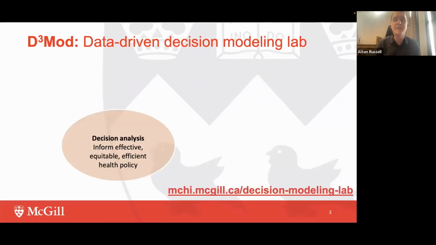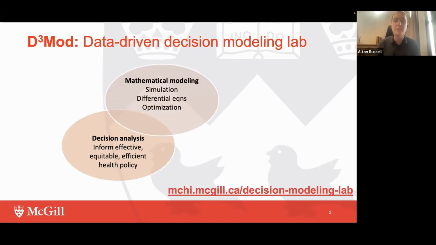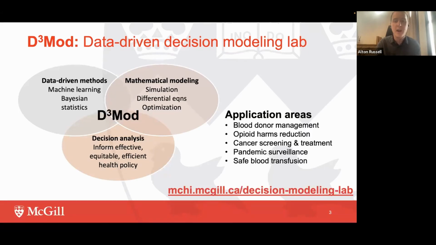My research group at McGill, I've called the Data-Driven Decision Modeling Lab, or D3 Mod. We focus on decision analysis to inform effective, equitable, and efficient health policy. And we use the more traditional modeling methods used for decision-analytic modeling, like simulation, compartmental models with differential equations, or optimization, but we also integrate data-driven methods like machine learning and Bayesian statistics. And we work in a number of different application areas, but today I'm going to focus more on managing blood donors and opioid harms reduction.